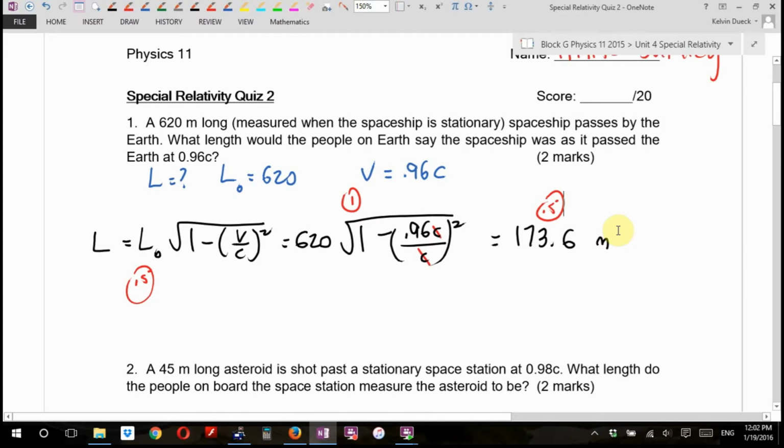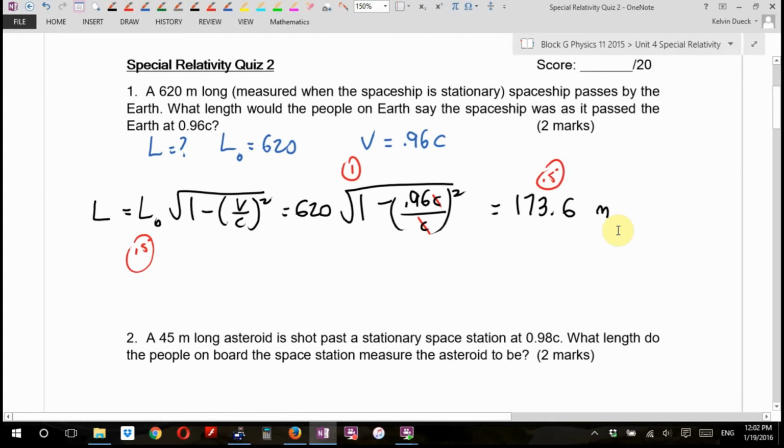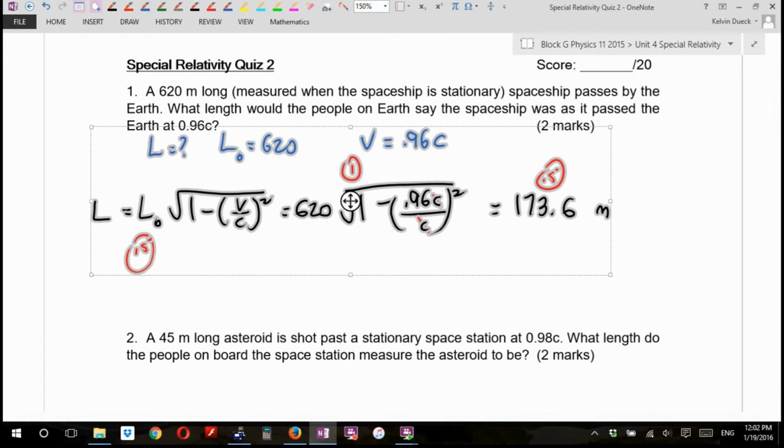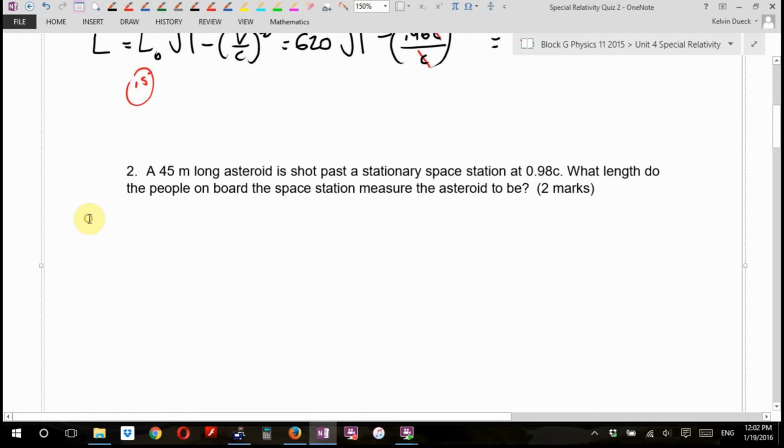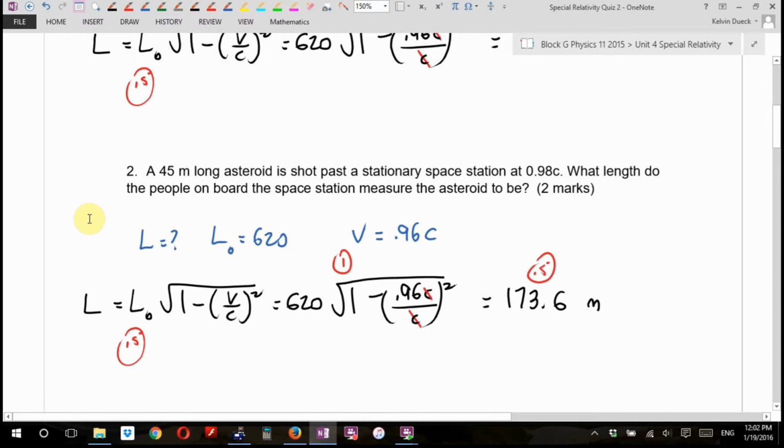Is that okay, Evan? Evan, in number 2, what are they asking me to find? L or L0? L0. The original length at rest? In fact, I'm going to argue that number 2 is identical to number 1. If I was clever and had technology, I could just paste the same work, change that, and change that, and change that. Isn't that neat? Don't you wish you could do that?